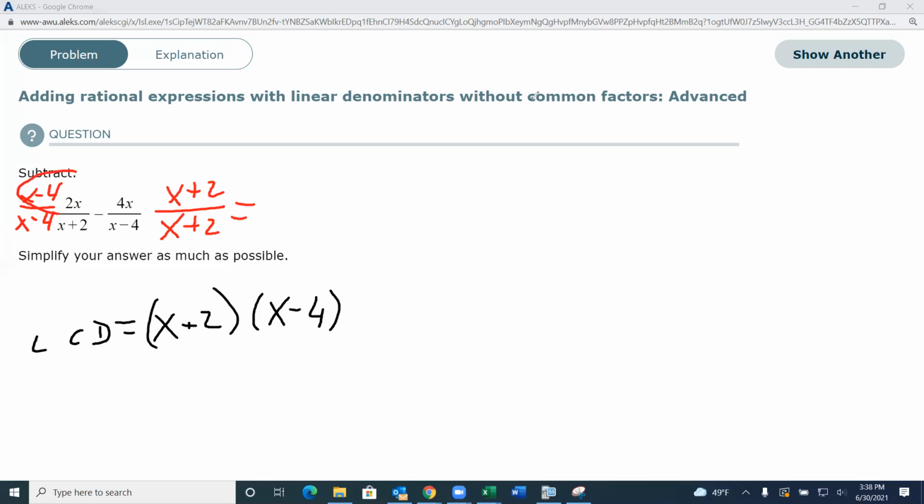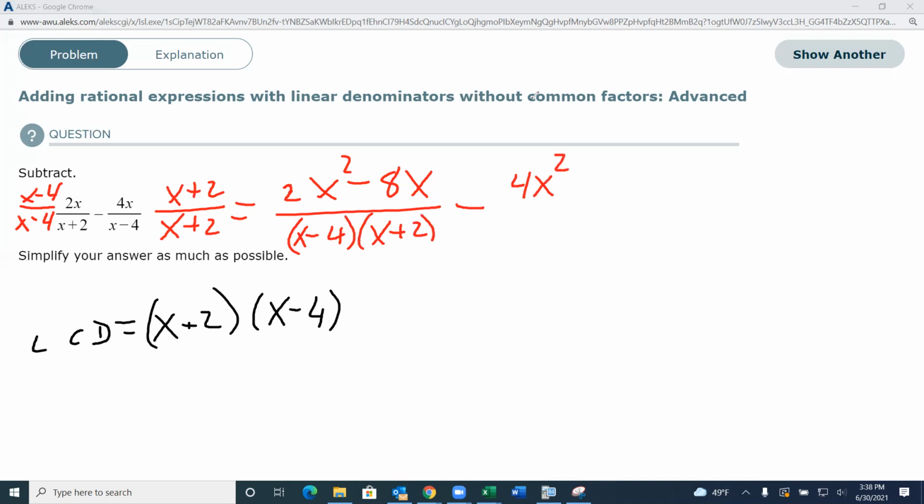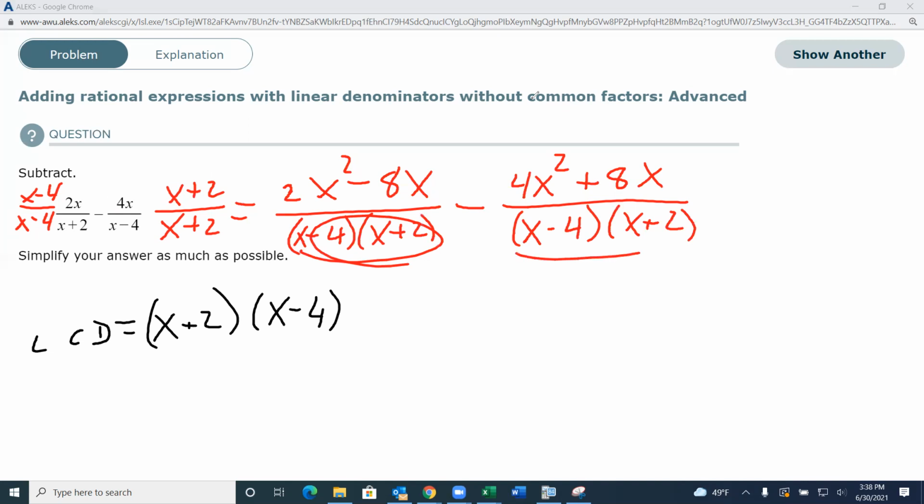All right, so we're going to do x minus 4 times 2x. So that'll be 2x squared minus 8x. And in the denominator, x minus 4 times x plus 2. And then we'll do 4x times the x plus 2. So 4x squared plus 8x, I think, yeah. And then in the denominator, the LCD. And of course, we notice that the denominators are the same. Yeah, that was what we needed to do.